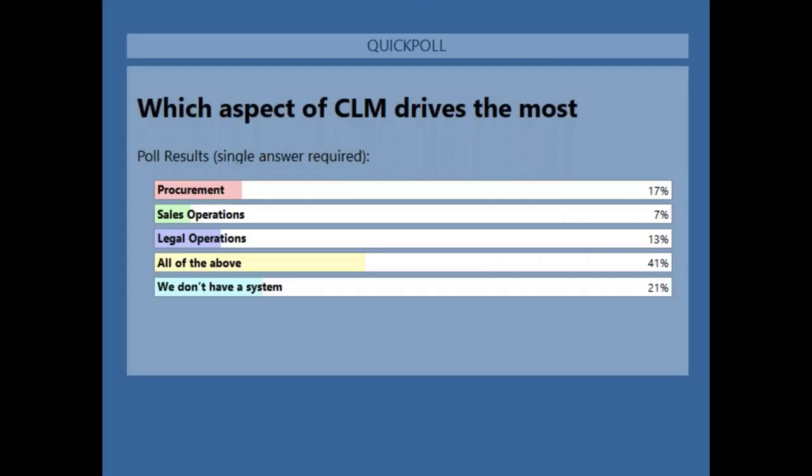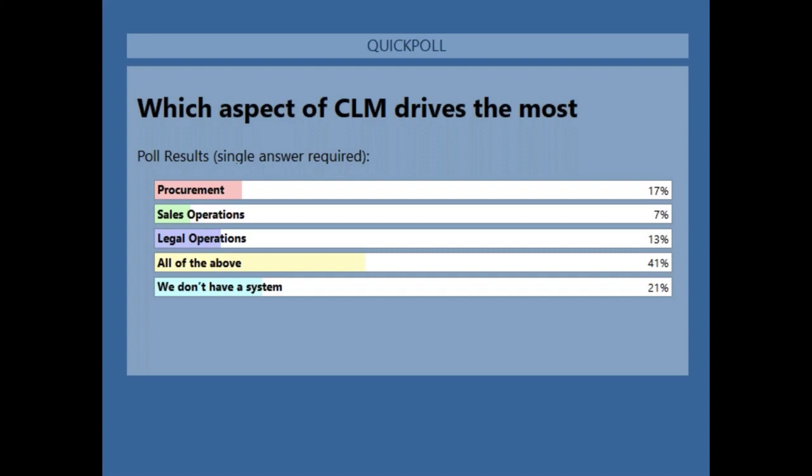Right. So we don't have a system was going to be my favorite, reflecting the 64% stat that I shared with you before. All the above. That's a comforting thing to hear, with procurement, legal ops, and sales driving those bits of value. Hiro, Laura, any other observations on this before we move to questions?